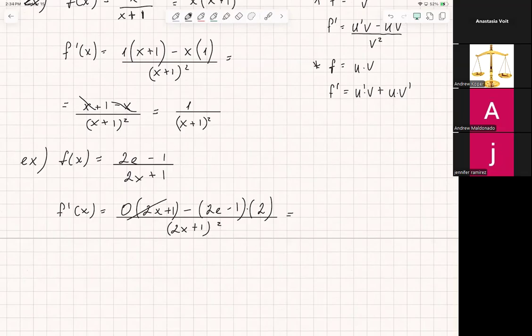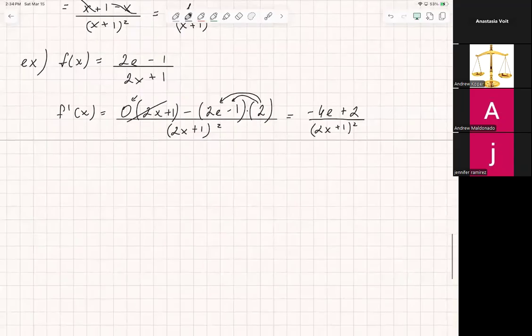This is gone because we multiplied by 0. Now this 2, we can distribute that. We have minus 4e plus 2 over the denominator, which is 2x plus 1 squared. And you can leave it like that. Or you can leave it as minus 2e plus 1 in the numerator. That doesn't really matter, if you want, like the numerator, I mean.